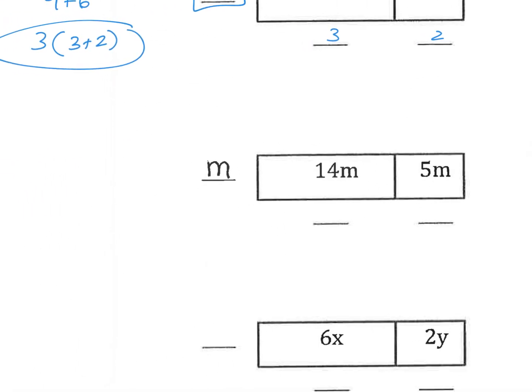Okay, let's try this one. This one I have 14m plus 5m. Again, I can see I can pull out the m, and in doing so, when I pull that m out, I'm left with 14 and 5. So my answer would just be m times 14 plus 5. Again, I'm not worried about combining the 14 and the 5, just leaving it as a sum.